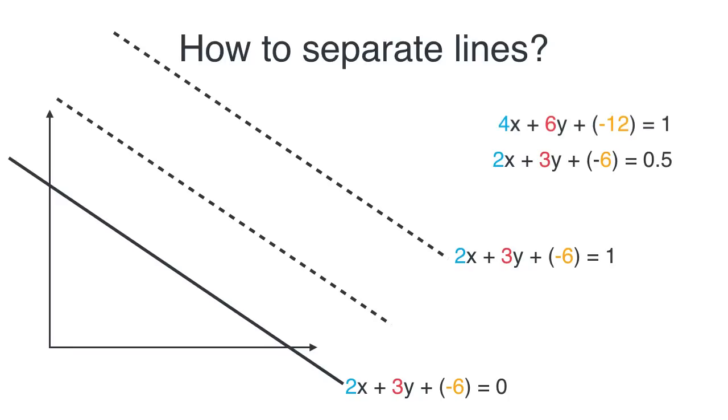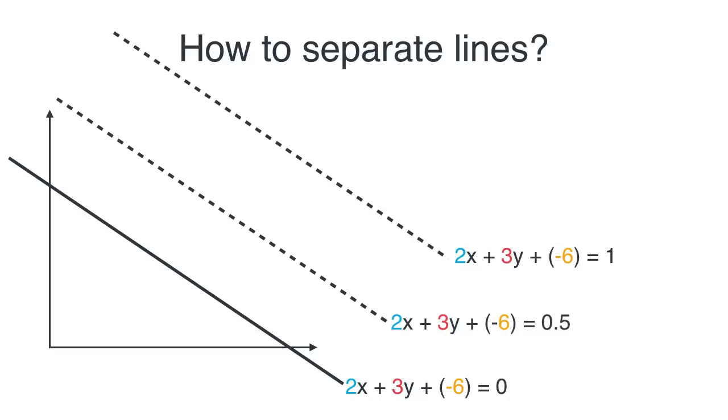And the reason is that any x and y that satisfy 4x plus 6y plus minus 12 equals 1 also satisfy 2x plus 3y plus minus 6 equals 0.5. They're the exact same equation. So when I bring back this equation, now you can see that its value of 0.5 lies right in between the value of 0 and the value of 1. That's why this equation is in between. And you can see that this works for pretty much any constant that I multiply the line by.